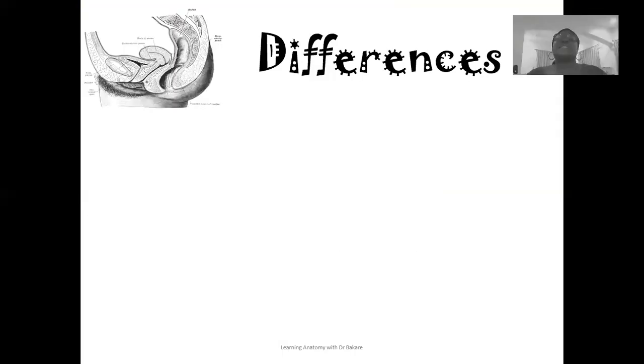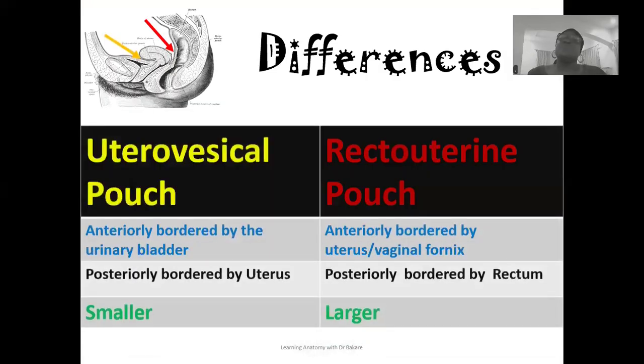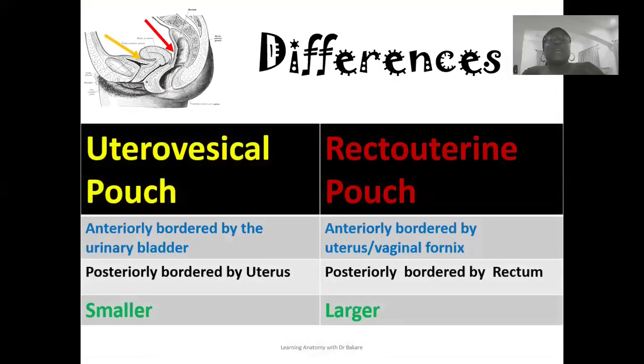So let's use this slide in establishing the differences between these two pouches. We try to use this image by the side. This is where we have the uterovesical pouch in the anterior part of the uterus, but behind the uterus, we have the rectouterine pouch. So let's go through this table where we'll be explaining further the differences between these two pouches.